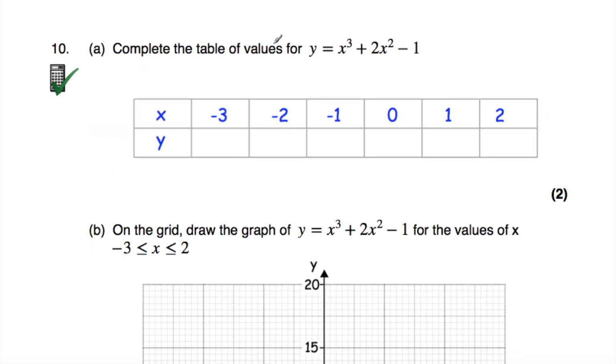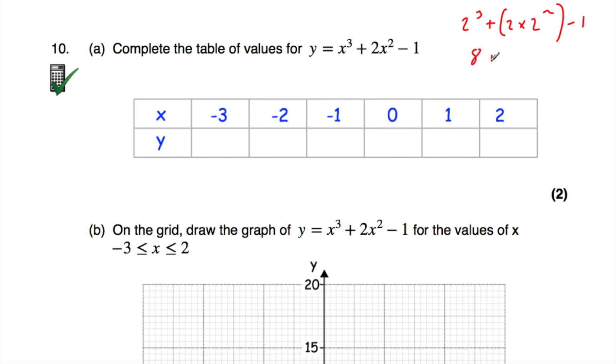Okay, question number 10. We've been asked to complete the table of values for y equals x cubed plus 2x squared minus 1. So again, it's a calculator question, so you can type these into your calculator. Just be careful, particularly whenever you're dealing with the squared here, putting brackets around the x coordinate value. Okay, so here if I wanted to work this out, I'm going to do 2 cubed plus 2 times 2 squared minus 1.